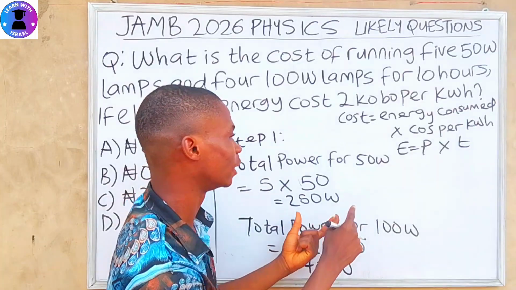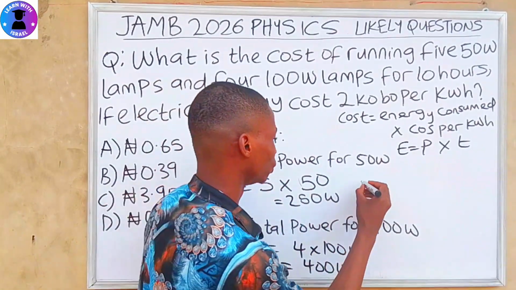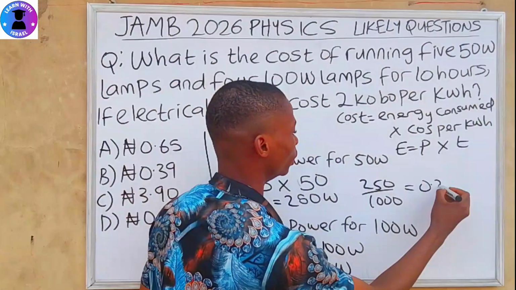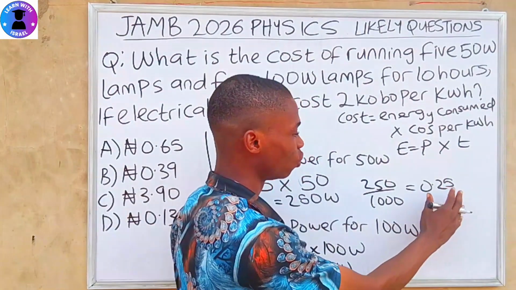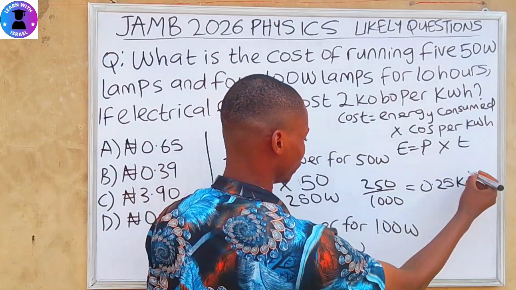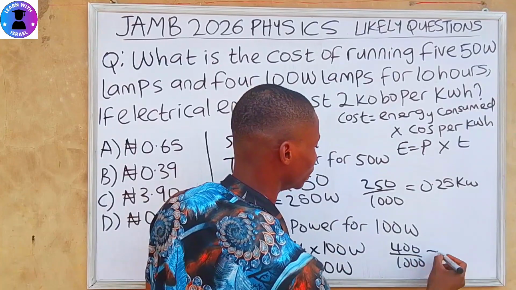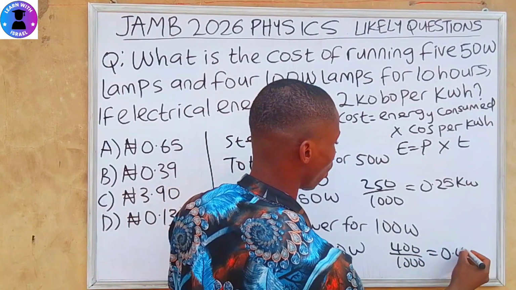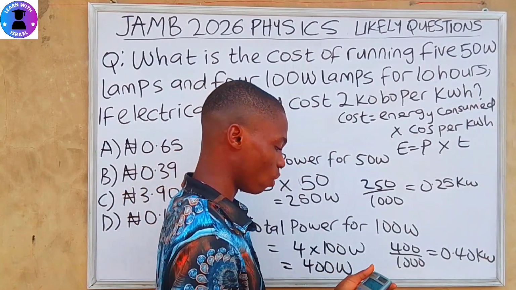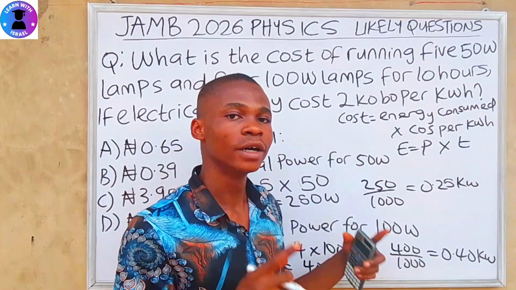So we have to convert this watt to kilowatt. How do we convert to kilowatt? We divide by 1000. So 250 divided by 1000 will give us 0.25. You can press your calculator to confirm that. That will now be 0.25 kilowatt. Let's do the same for 400 watts. 400 divided by 1000 will give us 0.40 kilowatt. You can also write it as 0.4 kilowatts.